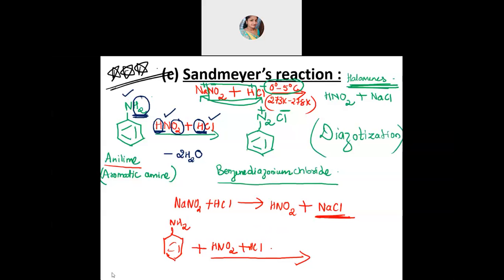Okay, now you can remember one more way how to remove the water, because I said this is base and this is acid. When acid and base react, you know, it will lead to formation of salt and water. That everyone knows, correct? So here I'm telling you aniline is a base and HNO2 is an acid, so you can remove water from there.